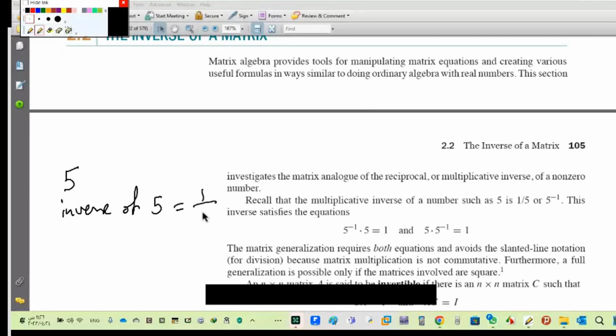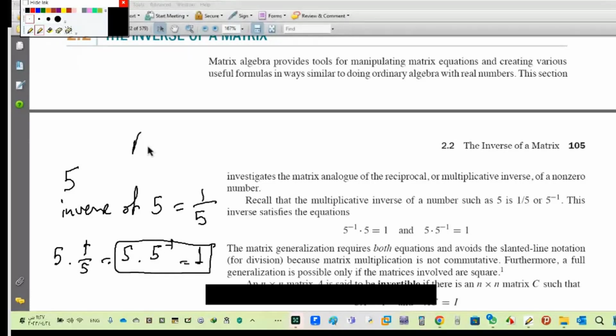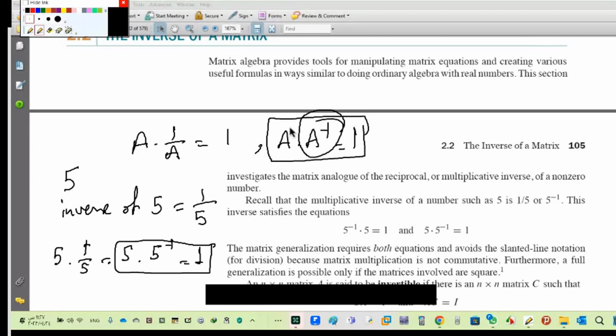is 1 over 5. As you see here, 5 multiplied by 1 over 5, or 5 multiplied by 5 to the power of minus 1, gives us 1. This is the idea. And if I have a with 1 over a, it gives me 1, or a with a to the minus 1 gives me 1. So this is the meaning of inverse. Clear? Something, if I multiply it with its flip, gives me 1. This is from normal math.